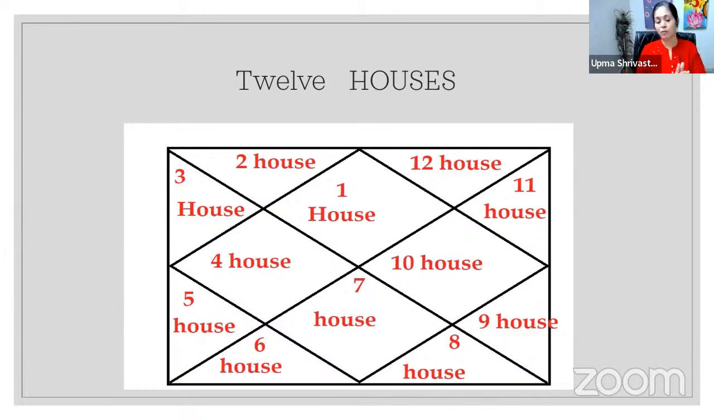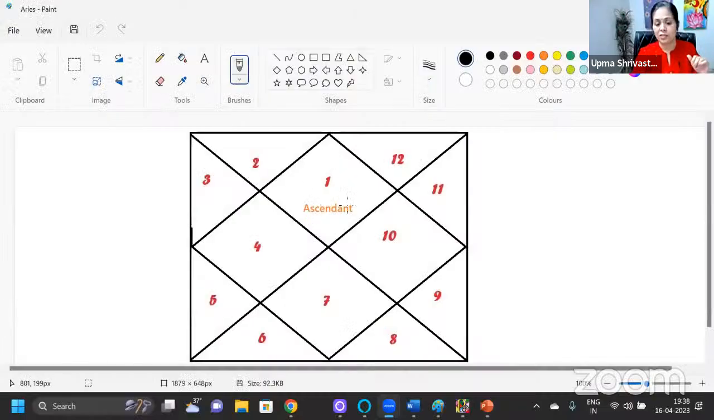At the time of birth, we take the particular date, time, and place. Based on your date, time, place, latitude, longitude, we will make the chart, and whatever sign is rising at the horizon will take the place here. Then based on that, other signs will keep moving on. Now, the number 1, the first house, indicates the ascendant sign.